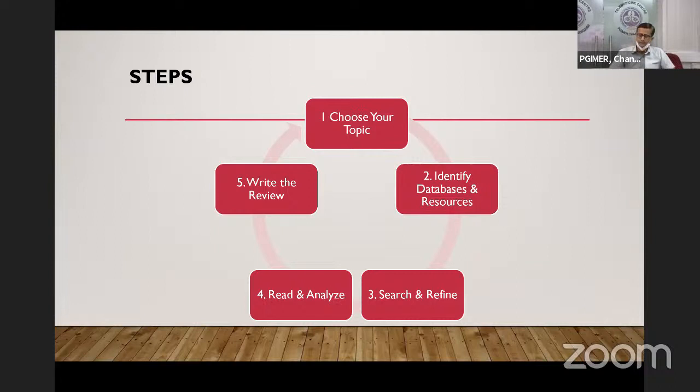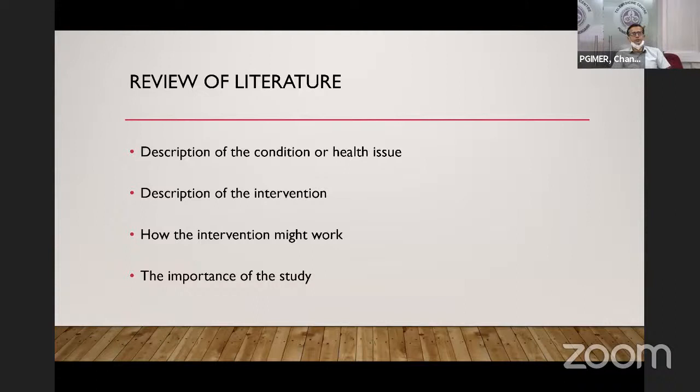So coming to the steps of the review of literature, first of all, we have to give the description of the condition or the health issue you are talking about. Second, you have to describe the intervention in detail, of which you want to do the RCT or any observational study. Third is how that intervention will work.